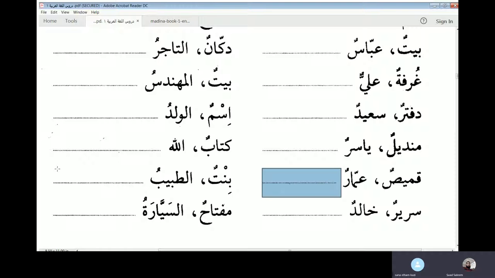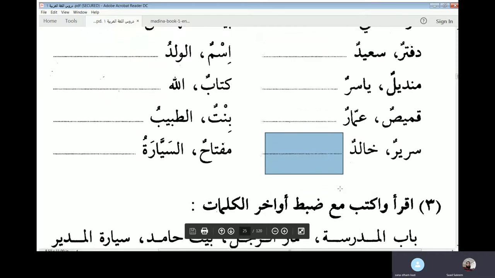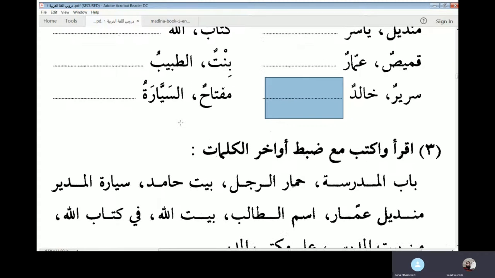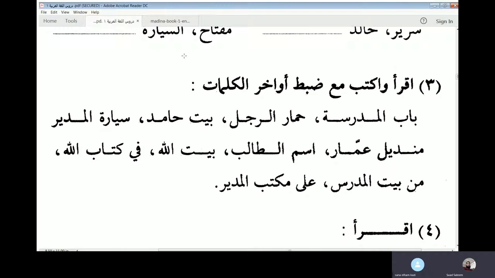خميس عمار. بنت الطالب, wrong. بنت طبيب, only one kasra. بنت طبيب. سرير خالد. مفتاح سيارتي. Next.